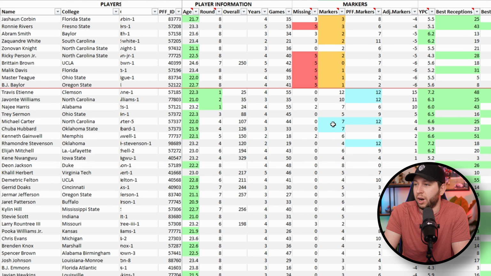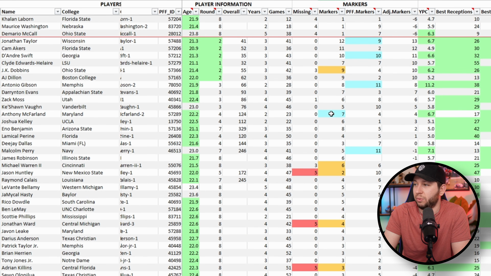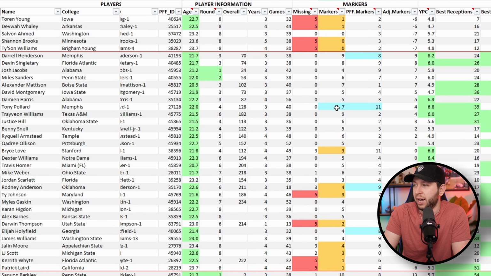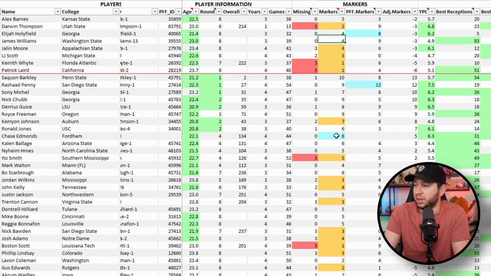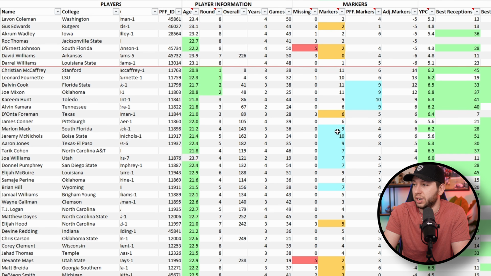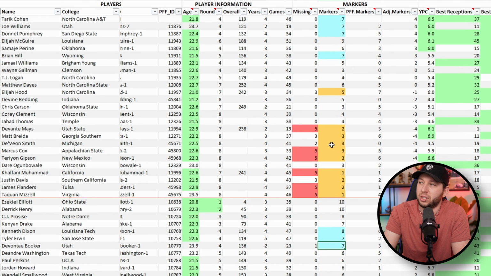You look at 2021, Trey Sermon, Michael Carter, kind of a hit. And then Chuba Hubbard has now started to develop into being a very good NFL running back. Anthony McFarland, kind of a bust. Tony Pollard gets a nod on that one, even though the draft capital wasn't necessarily there. Chase Edmonds had some pretty solid years. You look at Marlon Mack. You look at Aaron Jones. Tarik Cohen is on this list. Kenneth Dixon wasn't all that great. Devontae Booker had a year or two.